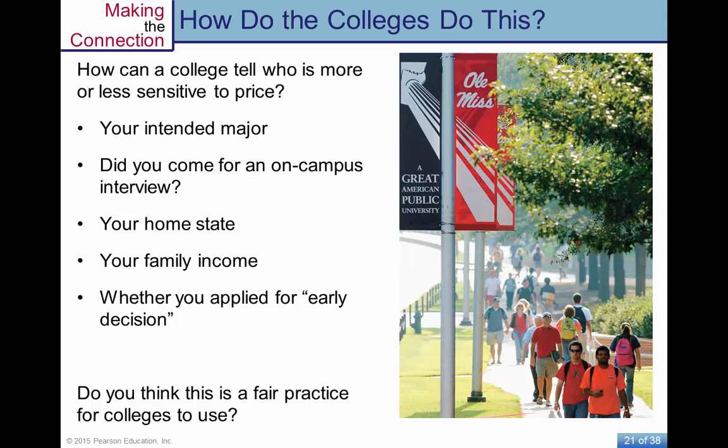How do colleges do this? How can a college tell who is more or less sensitive to price? Your intended major. Did you come for an on-campus interview? Your home state, your family income, whether you applied for early decision. Do you think this is a fair practice for colleges to use?